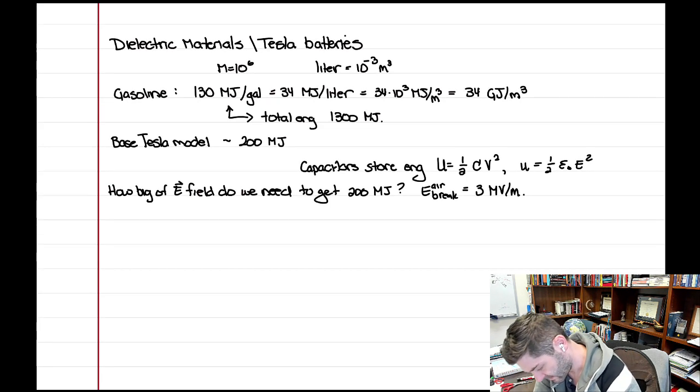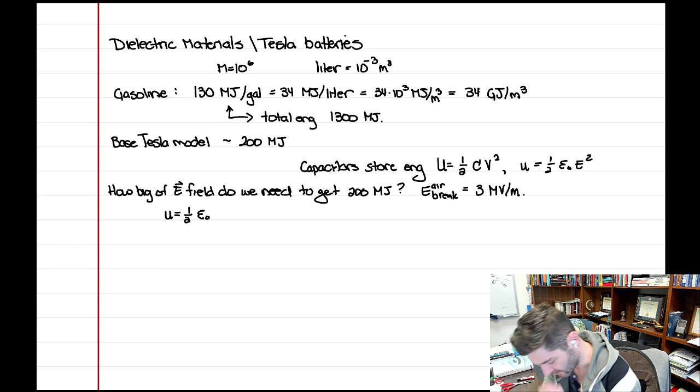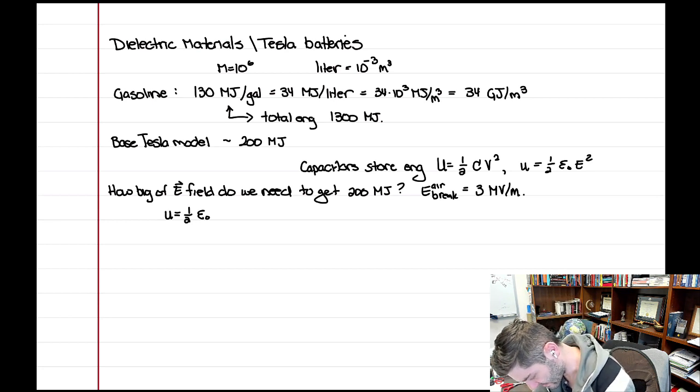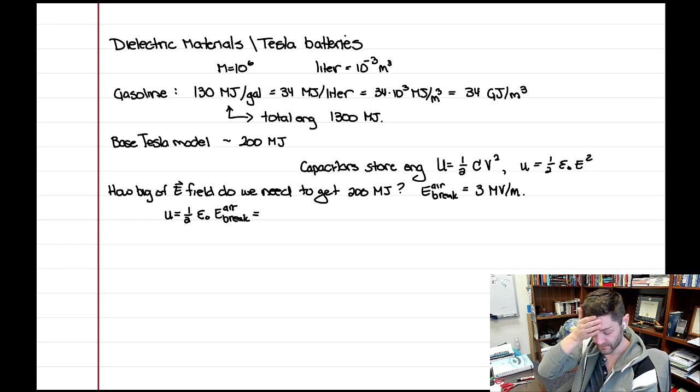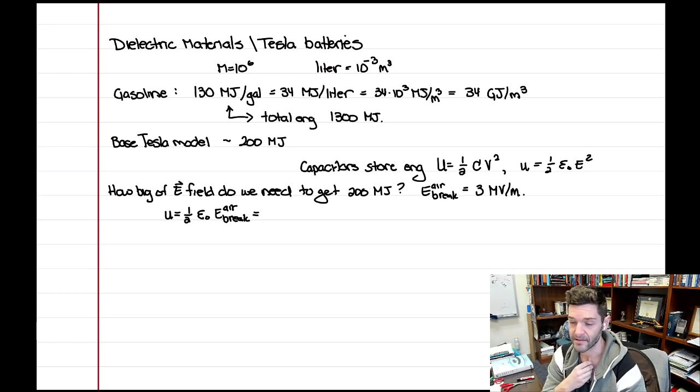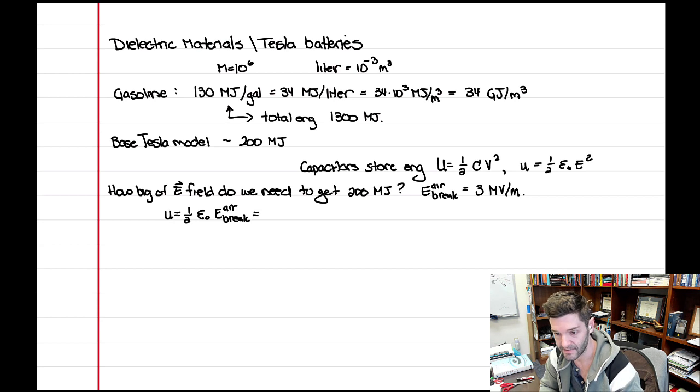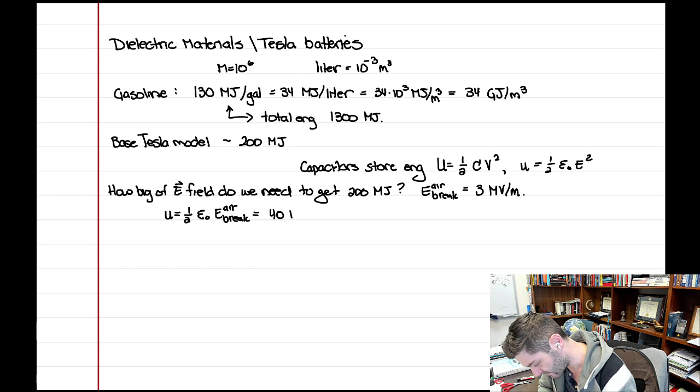So if I just use that number in U equals 1/2 epsilon naught E squared, if I have a capacitor battery that is two plates with just air in between them, I know I can't make the electric field too big. So let's say I can get it up to, but not exceeding, this breakdown limit. That only gets me an energy density of about 40 joules per meter cubed.